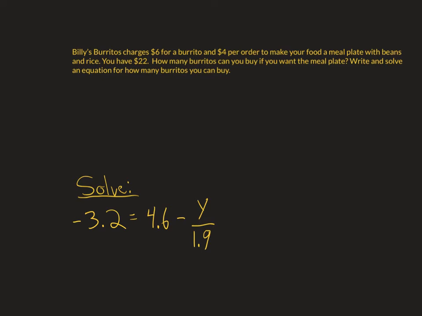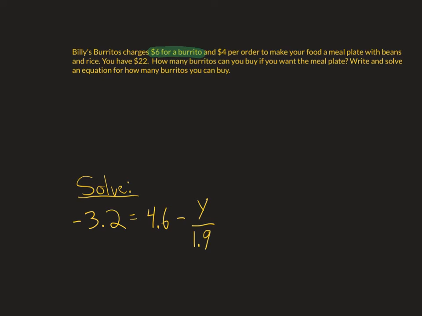All right, let's look at this word problem. Billy's Burritos charges $6 for a burrito. Okay, so that is a per item charge. It's recurring. It's basically as many burritos as you're going to buy. That's how many groups of 6 you're going to have to pay.